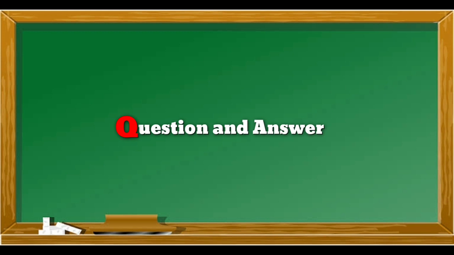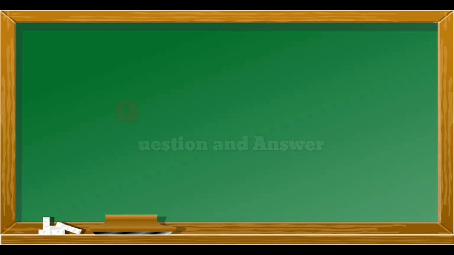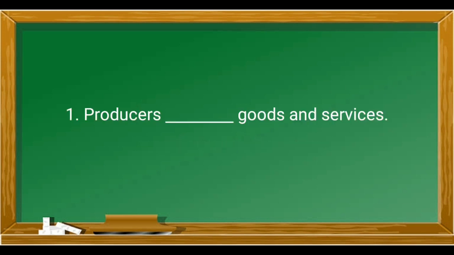Now it's time for our question and answer portion. Let us answer the following questions. You will be given 10 seconds to answer each question. Let's start. Question number 1. Producers blank goods and services. Time's up. So the answer is produce. Producers produce goods and services. Did you get it right? Very good.